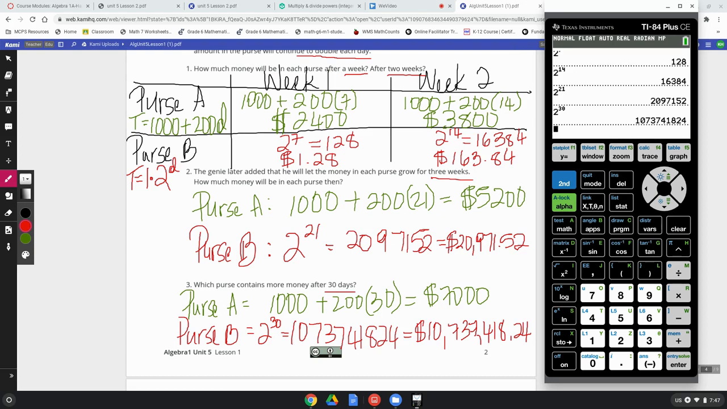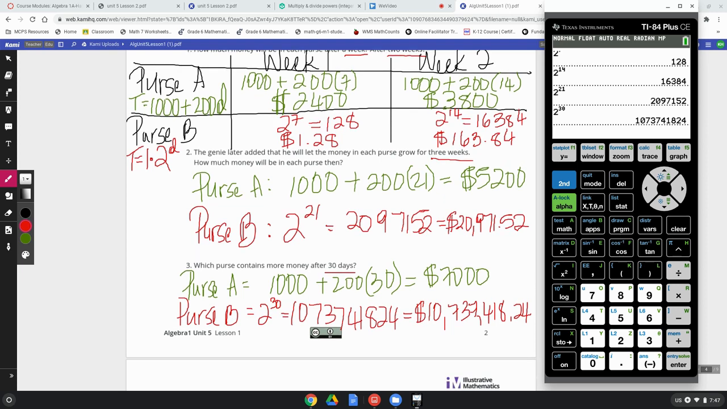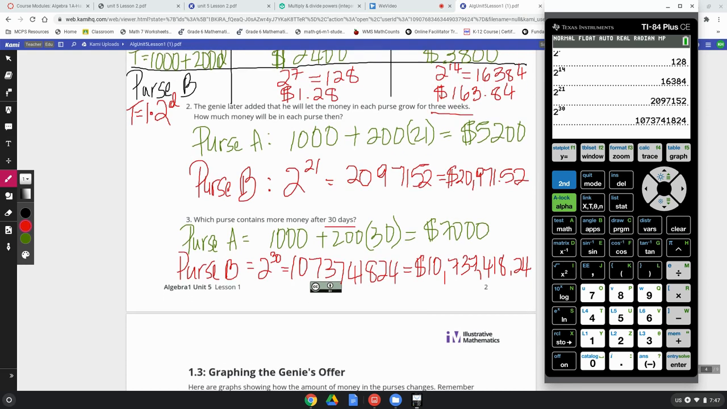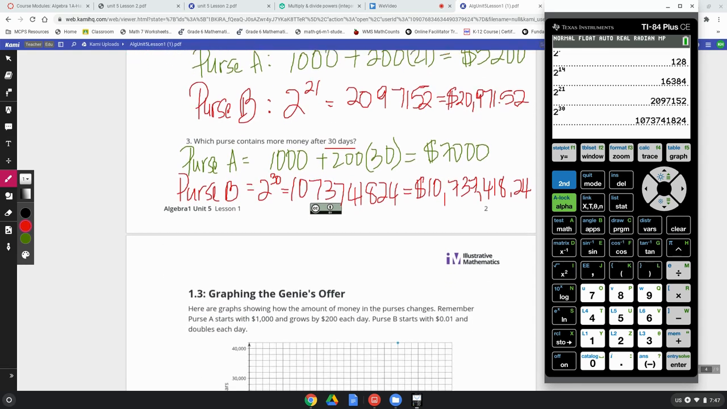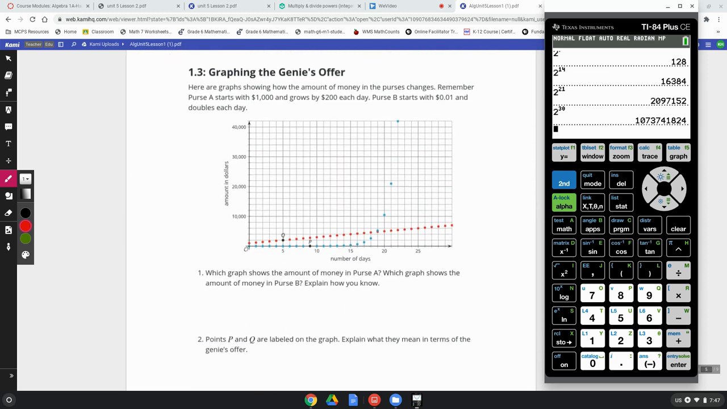All right. So initially, it seemed like purse A had the advantage, right? But I mean, after 30 days, you have $10 million if you chose purse B, whereas a measly 7,000 if you chose purse A. All right, so 1.3, look at the graphs.